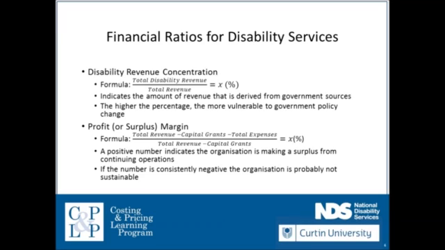I guess the other thing, just to close the loop on this particular ratio that's important to remember, is of course that the disability revenue concentration ratio could just as easily be a revenue concentration ratio looking at any other aspect of revenue. So whether it's aged care or some other aspect of revenue that you might have, obviously the ratio is able to be used to look at that too.